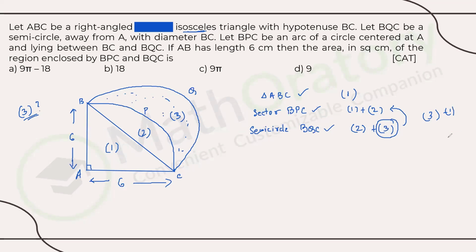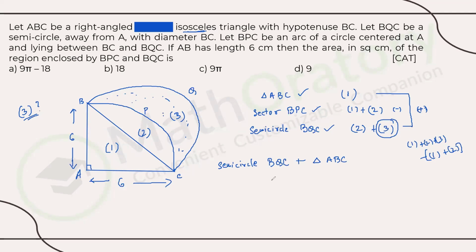So there are a couple of ways to understand this. The simplest way, as I mentioned earlier, is to add the first one and the third one, and then subtract the second. So what are you getting? Adding these two is 1 plus 2 plus 3, and subtracting the second one, you subtract this whole 1 plus 2. So you're left with 3, right? So basically what we are doing is adding the semicircle BQC with the triangle ABC and then subtracting the sector BPC. So if we do this, we get an answer, isn't it?